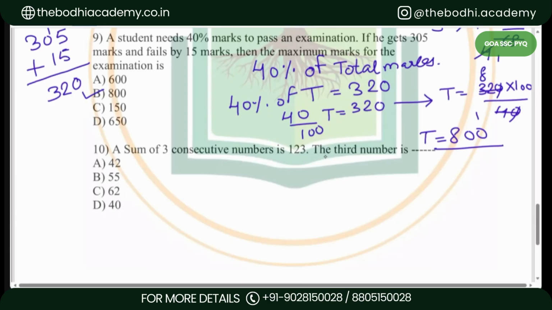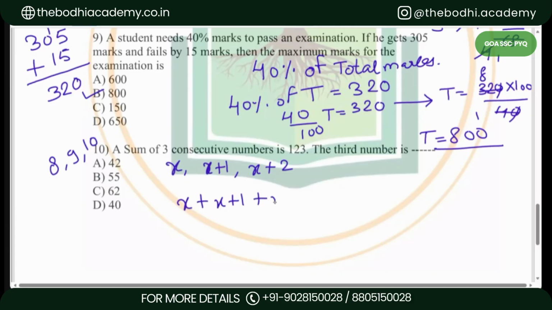The sum of three consecutive numbers is 123. Consecutive means if one number is x, the other number is x plus 1, and the third number is x plus 2. Like 8, 9, 10, these are consecutive, without any break. So the sum of all these three is 123.